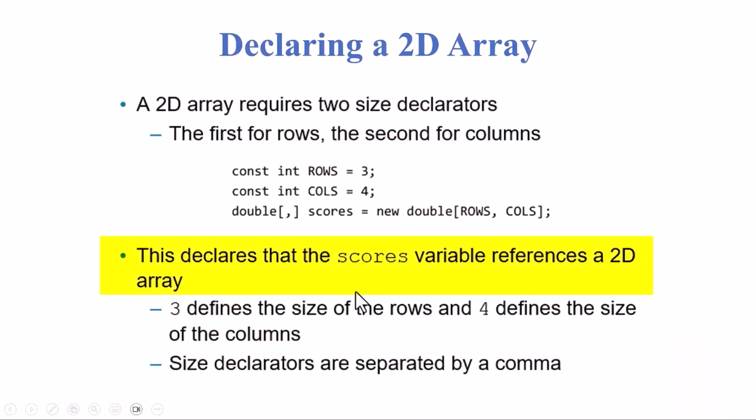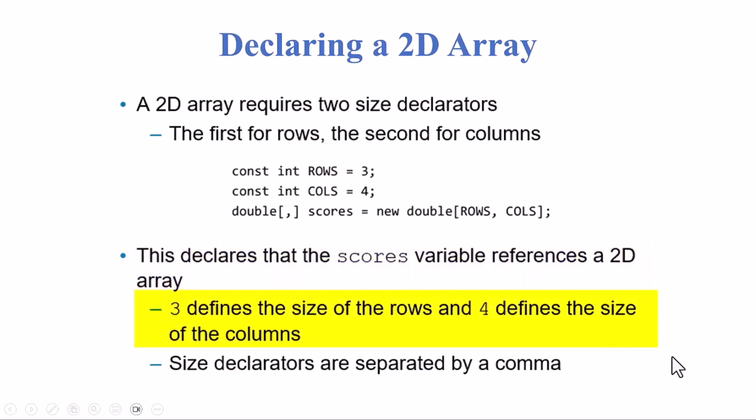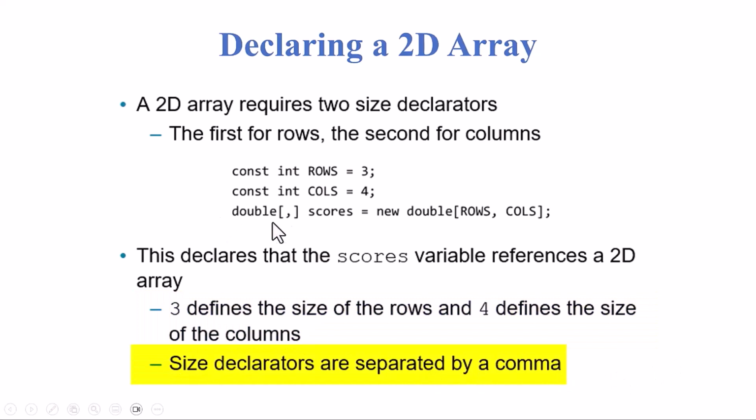We're actually creating that grid in memory. Does it look like a grid in memory? Who knows and who cares? We don't care how the system is storing it. But in our minds, it is rows and columns, and that's how we can work with it, because we'll be using loops to actually process this data. This declares that the scores variable references a 2D array. 3 defines the size of the rows, and 4 defines the size of the columns. The size declarators are separated by that comma, as you can see right up in here. So we've got rows 0, 1, and 2, columns 0, 1, 2, and 3.